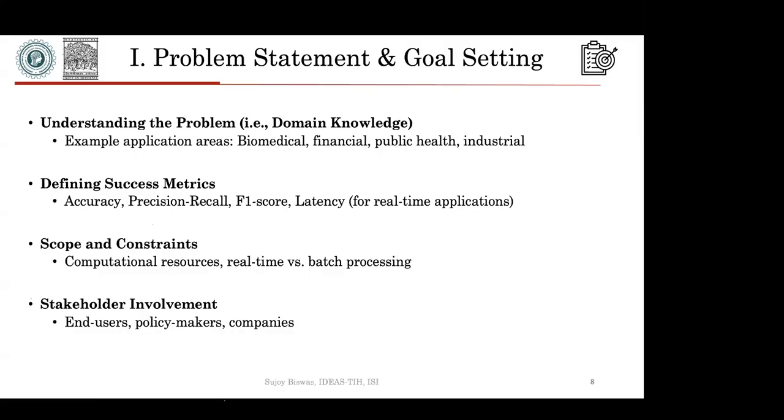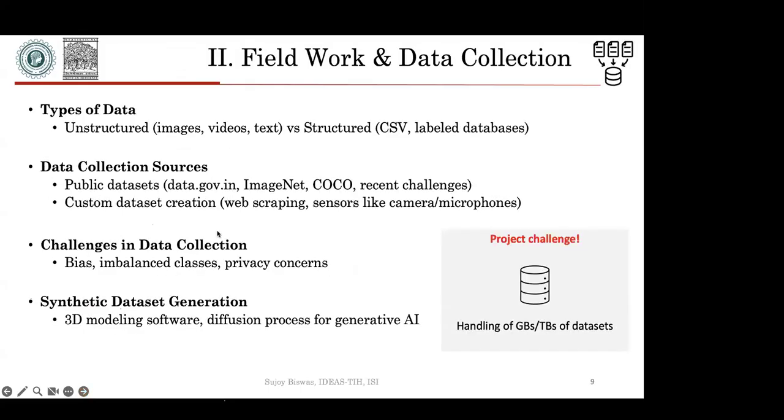Then scope and constraints, the computational resources that are available to you. Is it going to be a cloud deployed solution, or a mobile deployed solution? Definitely a cloud deployed solution would have more resources than a model running on your mobile, right? So you need to figure out all these things when you define your problem statement.